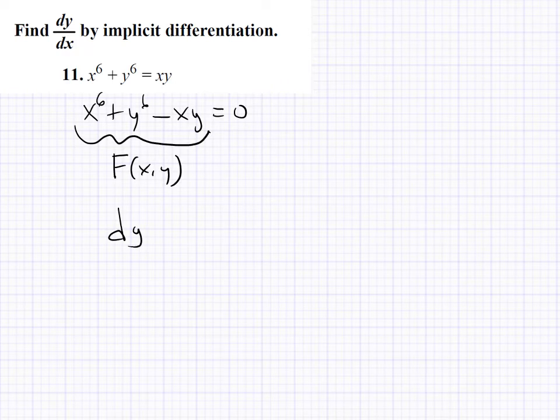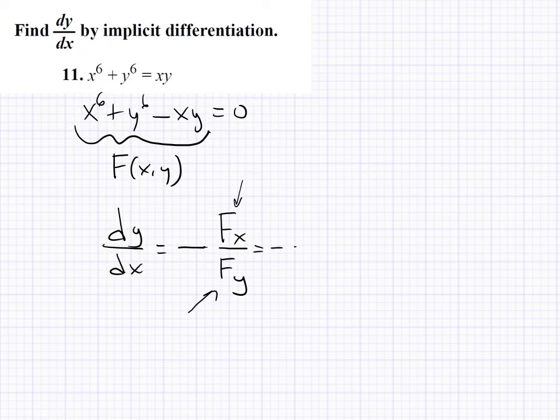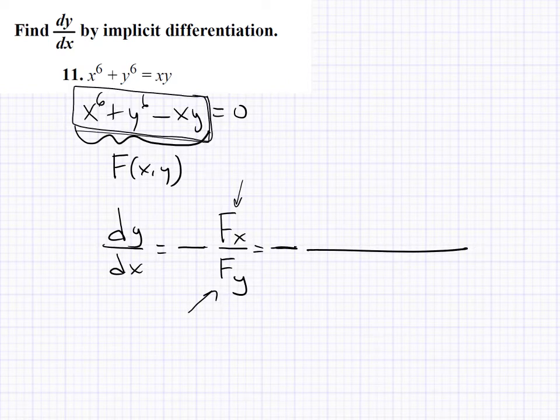So if I want to find the derivative of y with respect to x, I can do it by saying negative Fx over Fy. And that is the partial of F with respect to x over the partial of F with respect to y. So the way we do that, so we have negative, is we look at this function and think of, okay, x is my variable, y is going to be treated like a constant. So I'm going to take the derivative of each one of these separately since they're added and subtracted.